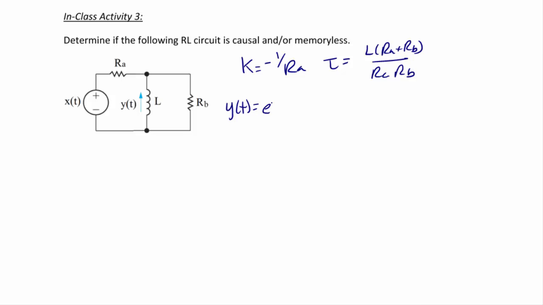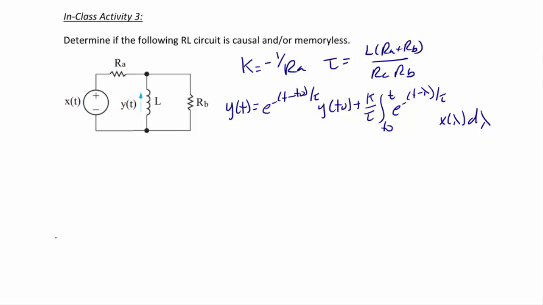The output y of t is equal to e to the negative t minus t naught over tau y of t naught plus the integral from t naught to t of k over tau e to the negative t minus lambda over tau x of lambda d lambda. So what you should see here is that the output y of t only depends on x of lambda from x of t naught to x of t.